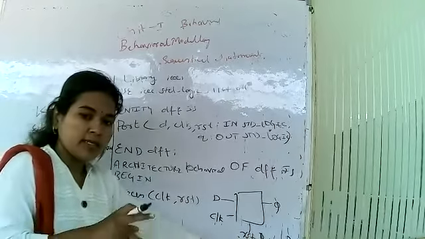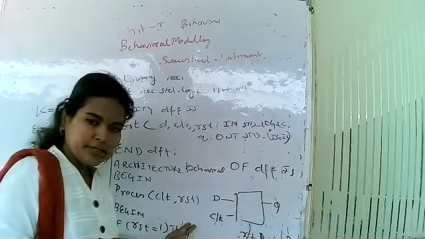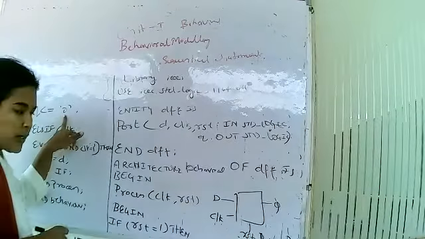So if reset is 1, it means what? It is not set. Reset is active now. Automatically clock is 0. When clock is 0, output is 0.